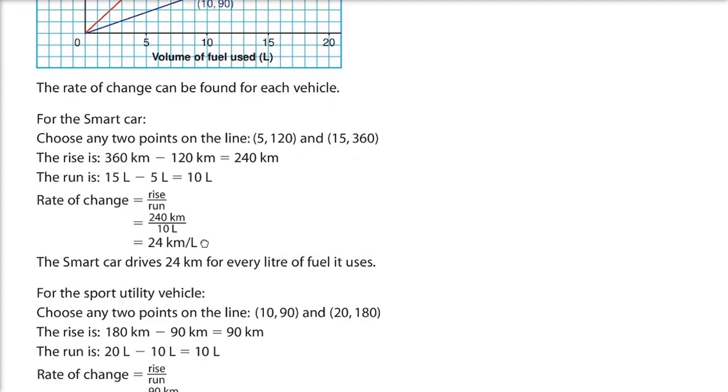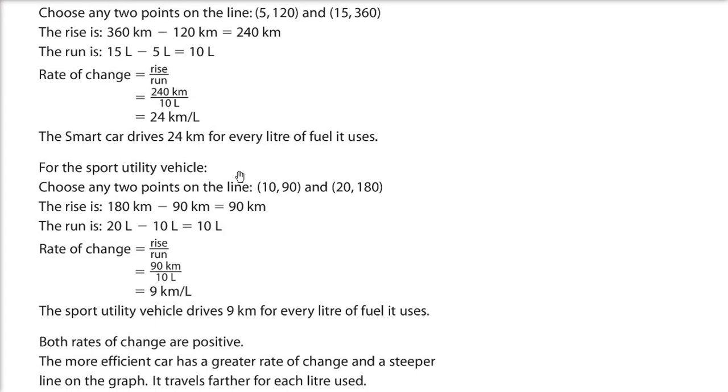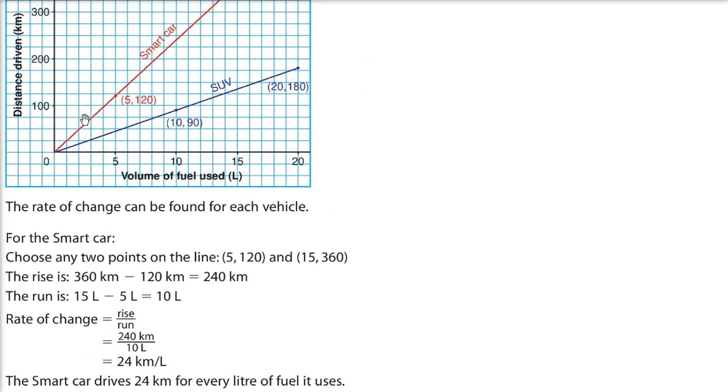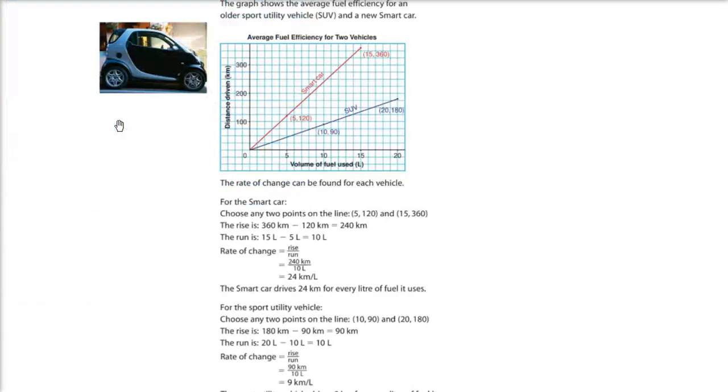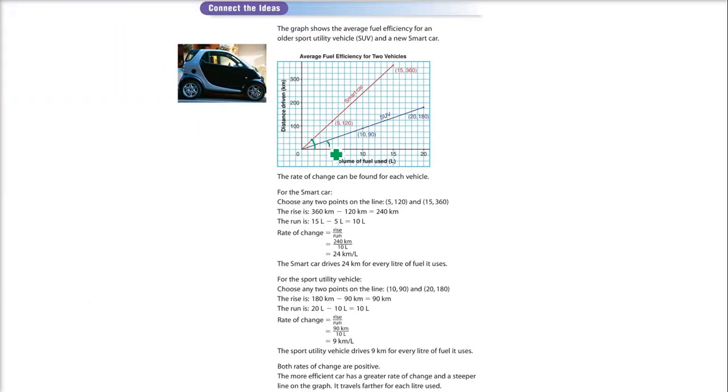So the steepness of this red line, that is the more efficient one, has a greater rate of change. If you see here, that is 24, a steeper line on the graph, more steep. The angle is more. This angle is more than this angle.